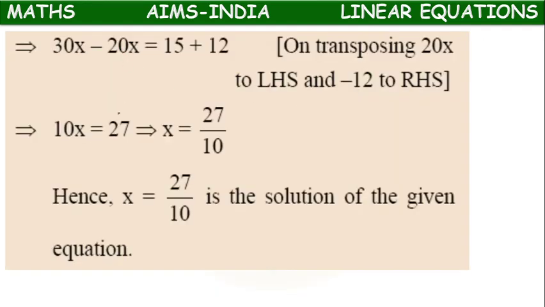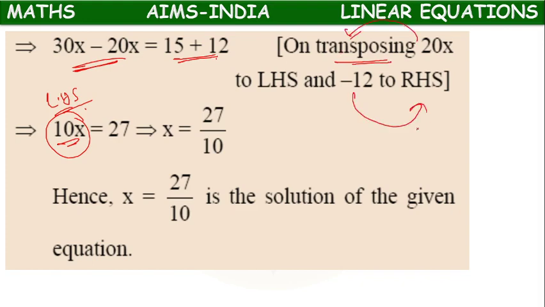Because we have taken all variables to the LHS and constants to the RHS, that means on transposing 20x to the LHS and minus 12 to the RHS, after transposing we got this: 10x equals 27.